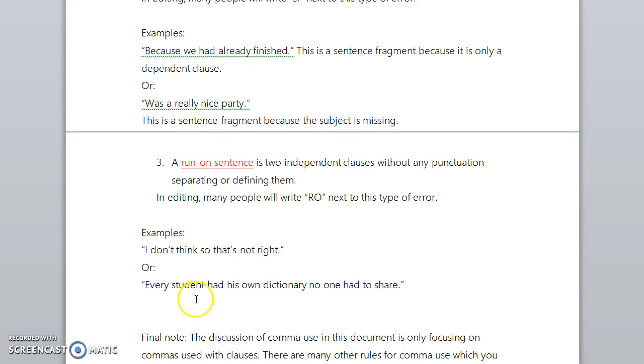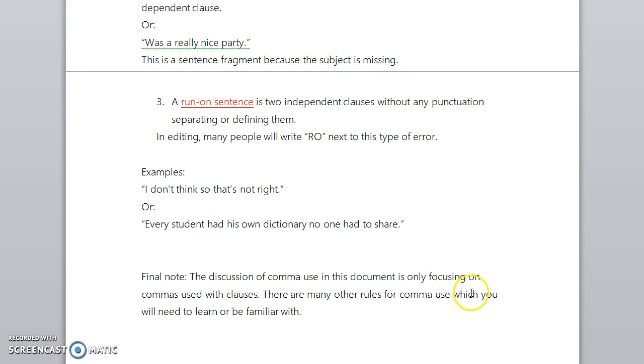Or, every student had his own dictionary no one had to share. Let's find the end of the first independent clause. Every student had his own dictionary. End of the first independent clause. No one had to share, the second independent clause. Do you see how this runs on with no correct punctuation between them? Run-on sentence.